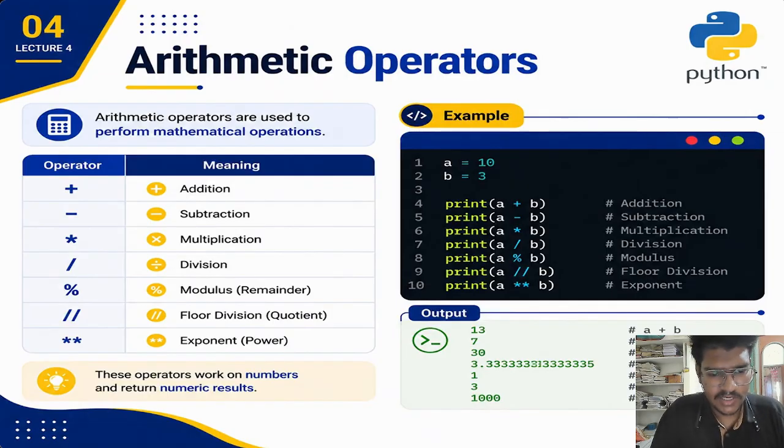For example, 10 double star 3 is 10 cubed, which is 1000. Now let's write some code to see them in action. Please follow along in your editor. Like in the example, it is given a is equal to 10 and b is equal to 3. Print a plus b, which is equal to 13, and this is addition.